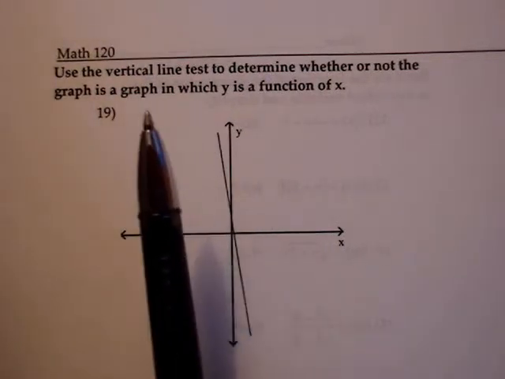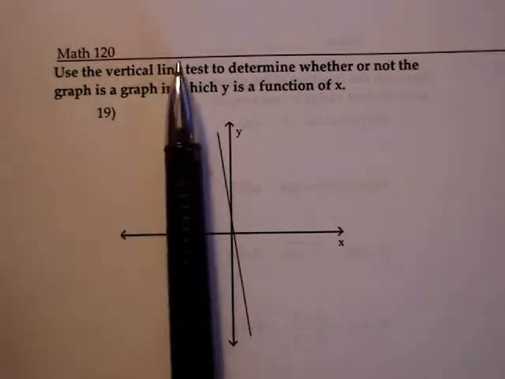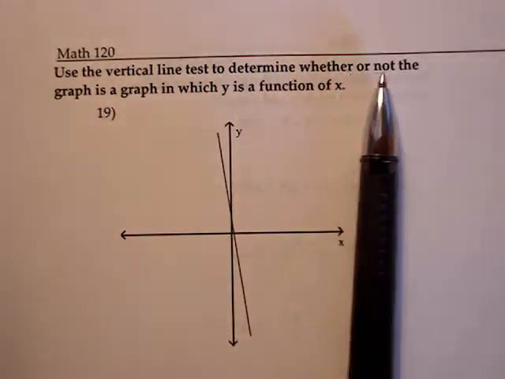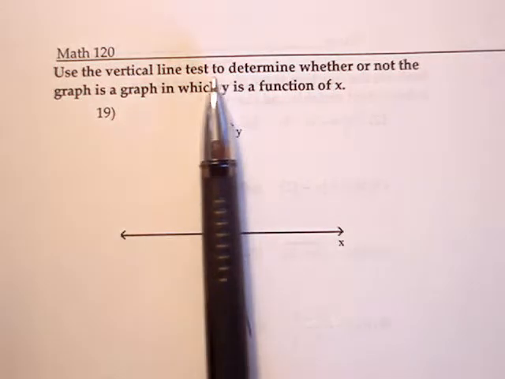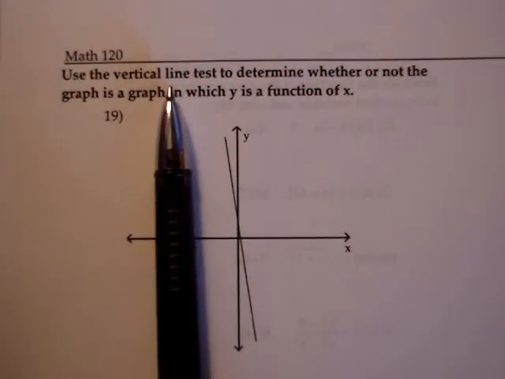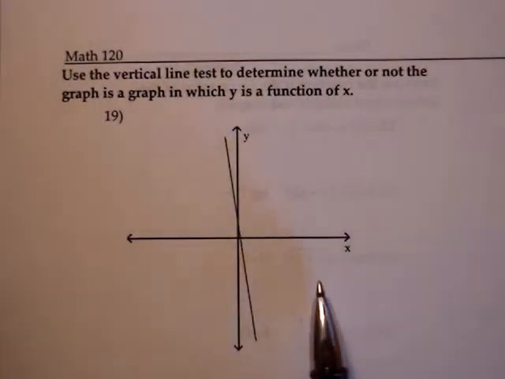Oh, that's a thick vertical line. I need a thinner one. Oh well. You have a vertical line that you can lay down anywhere in the plane here. Okay? And as long as that vertical line only crosses the graph once, crosses or touches once anywhere, or never, then this is a function. So 19, this is a graph of a function.